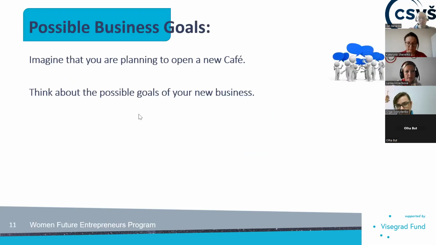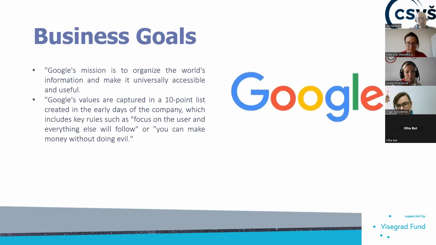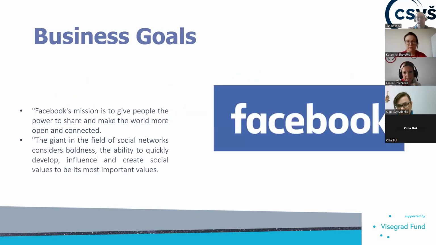And I have here also more missions and visions. For instance, company Google. Google's mission is to organize the world's information and make it accessible and useful for the whole world. And we have here also Facebook. Facebook's mission is to give people the power to share and to make the world more open and connected.